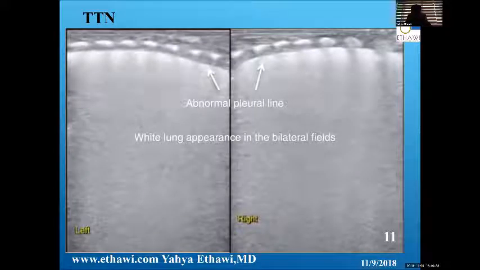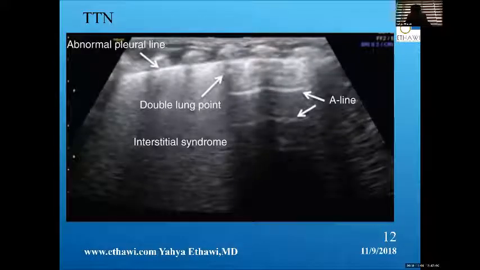TTN is almost like a severe RDS with increased echogenicity, and the lung appears white-like, and almost always resembles severe RDS, but the difference would be the history. The sign of TTN, usually pathognomonic, we call it double lung point, where we can see abnormal pleural line with B lines that coalesce and are severe and reach to the end of the picture.